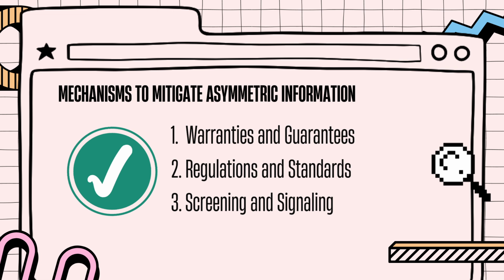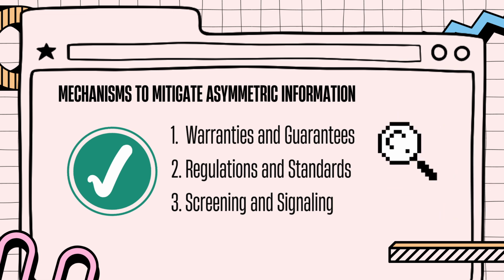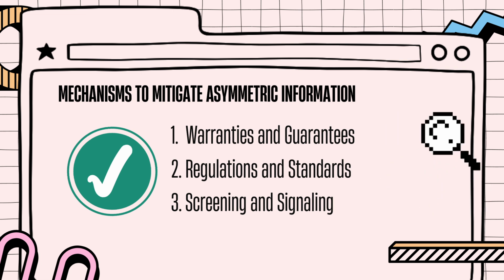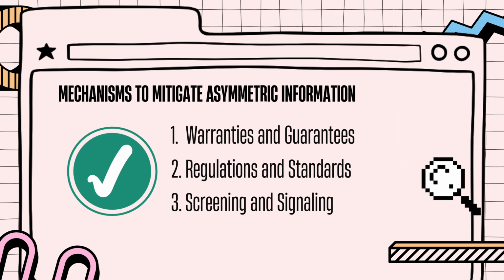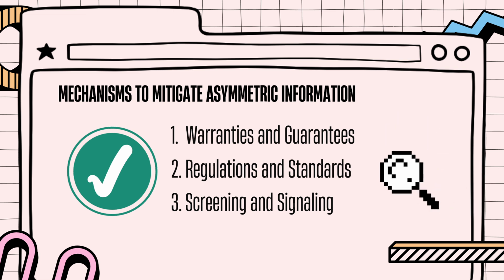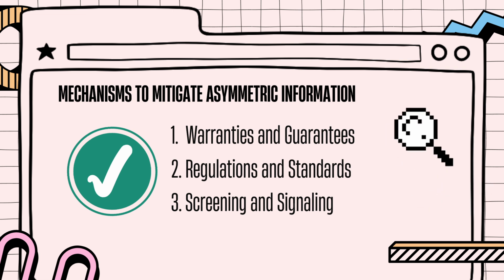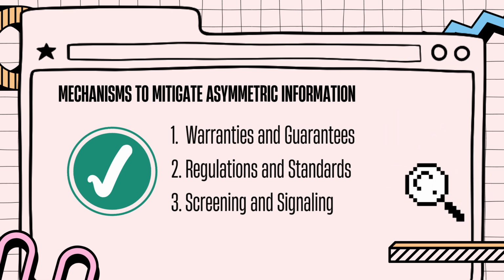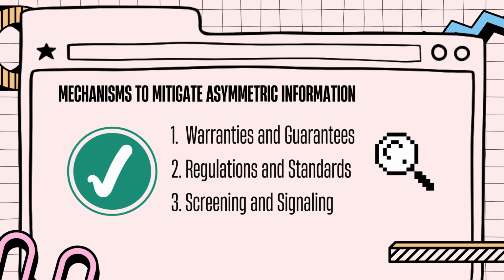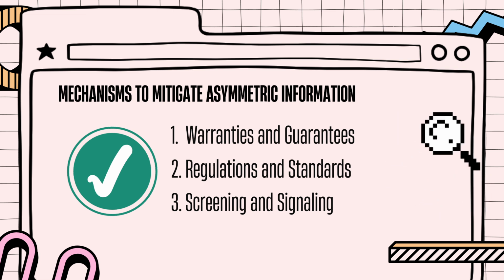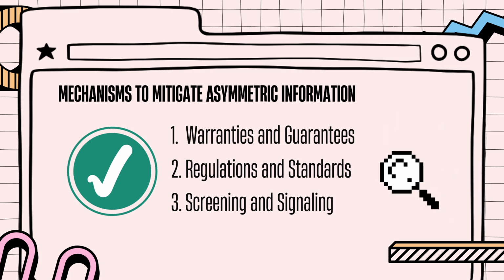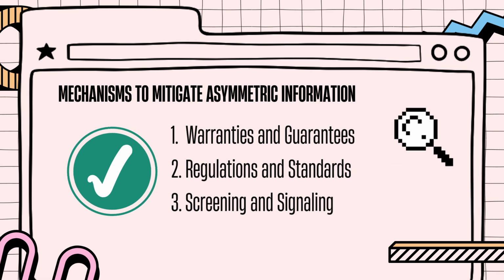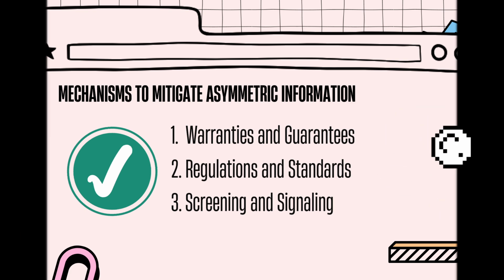And the second is regulations and standards. So the governments can impose regulations to ensure transparency and protect the consumers. And lastly, screening and signaling. So parties can use methods to reveal or gather information. For instance, employers might use educational qualifications as a signal of a candidate's ability. So understanding asymmetric information helps explain why certain market behaviors occur and what can be done to address the inefficiencies it causes.